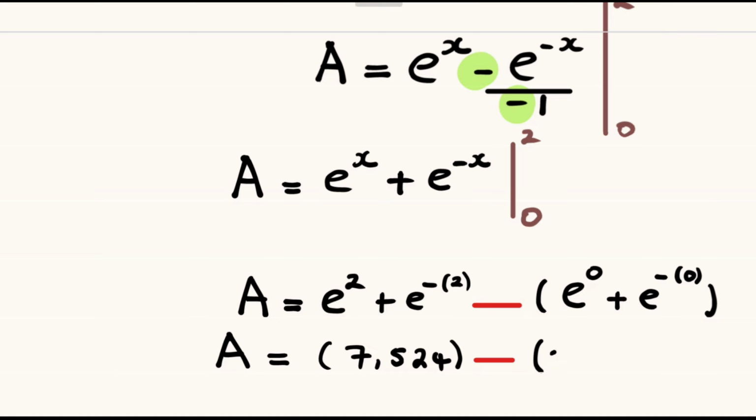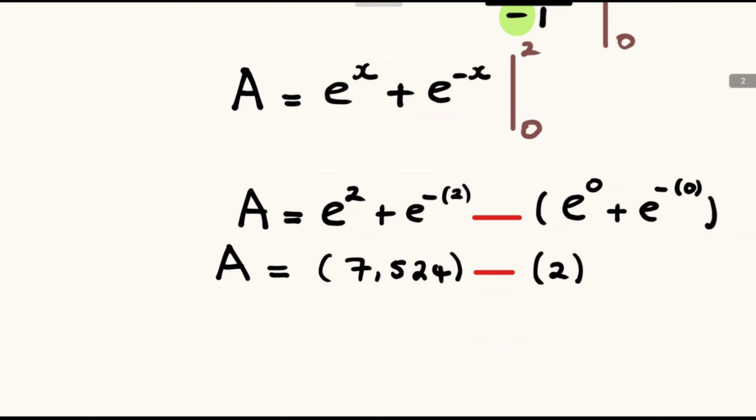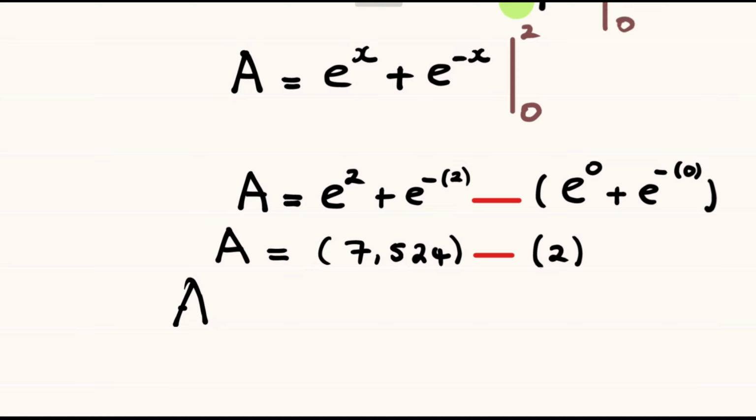Any number to the power 0 is equal to 1. So 1 plus 1 is 2. Our area will be equal 7,524 minus 2, which will be equal 5,524. Since area is measured in millimeter square, centimeter square, or meter square, and we are not given any SI units, so we use unit square.